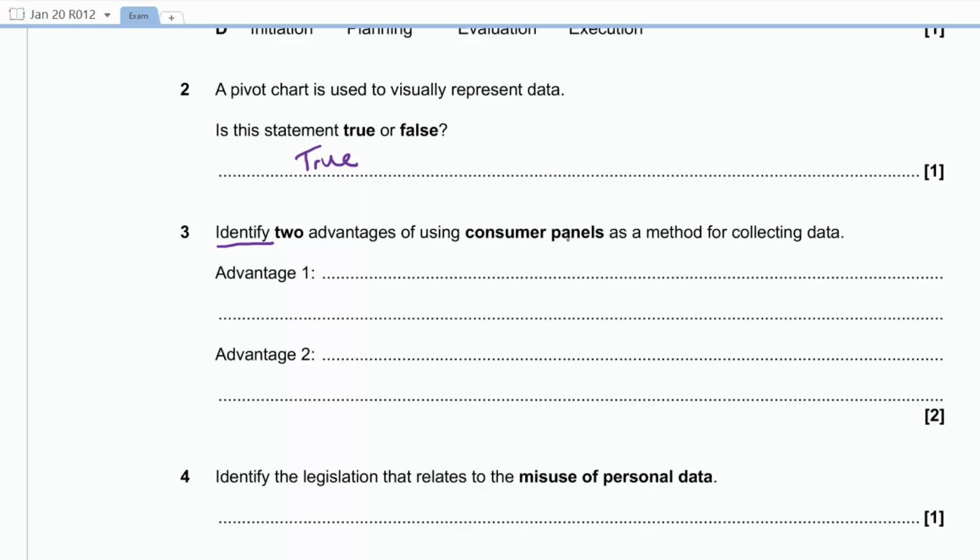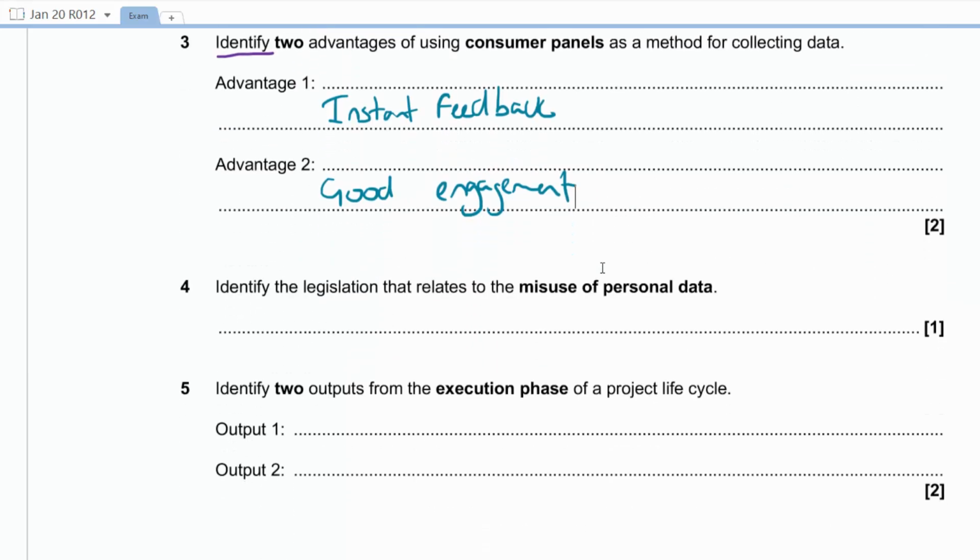So one of the best things about having a consumer panel, having this group of people meeting directly in front of you, is you get instant feedback. Whereas if you did, say, a survey which is sent off, maybe a paper-based survey, you don't get feedback straight away. That's a good advantage. Also, because these people have agreed to sit on this panel, we usually get good engagement. Meaning the people who are meeting here will all give their feedback. Sometimes you might send off a survey to 1,000 people and only get 100 replies. So you've got good engagement, good interaction in this group of people. If this was a longer question, we'd have to explain these, but that's fine for just an identify question.